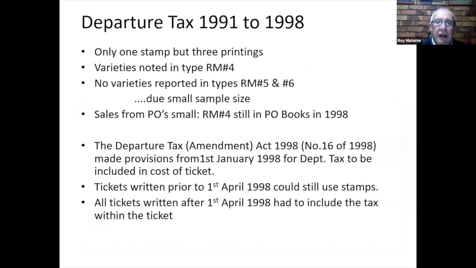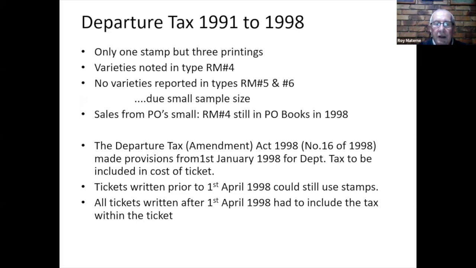So we have, just as a review, 1 stamp, but 3 printings, no varieties for types 5 and 6, only for type 4. And the reason I say that is that my sample size for number 5 and number 6 are very small. Sales from the post offices were small. You could still see type number 4 in post office books at the back of the book in 1998.